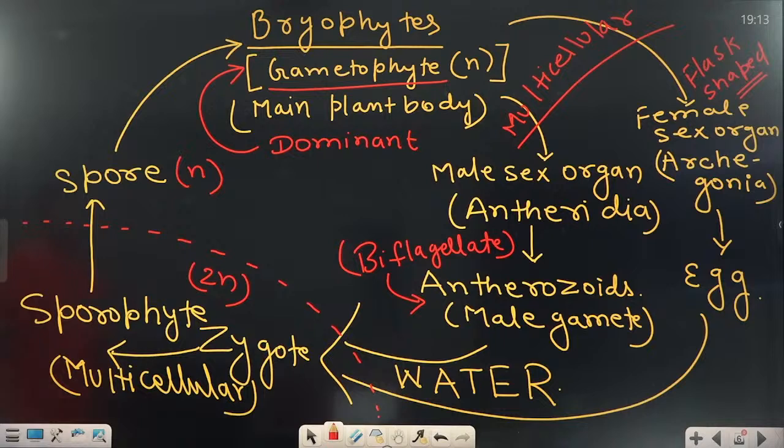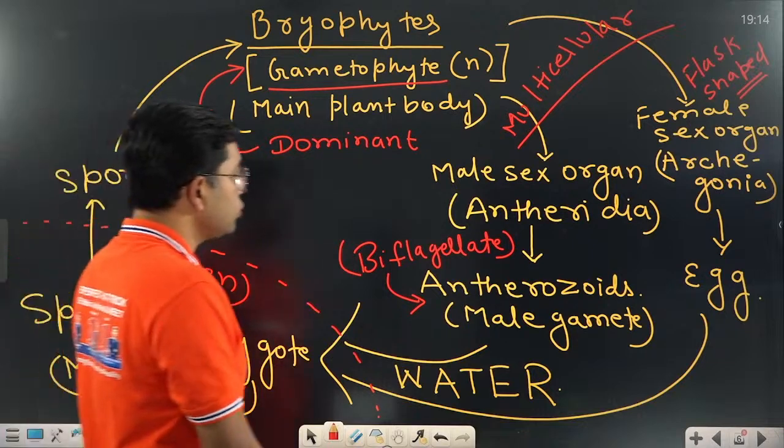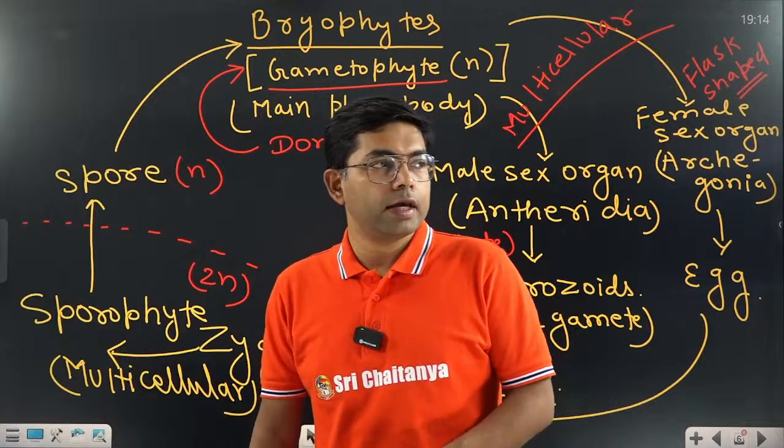As you can see here, in bryophytes there are two phases: the gametophyte, which is haploid, and the sporophyte, which is diploid. Water is required for fertilization. The sporophyte is multicellular. The spore is haploid, N. Okay, fine. All of you have taken the screenshot.